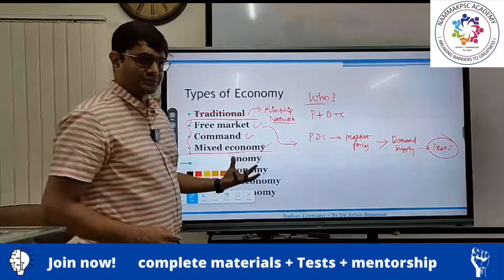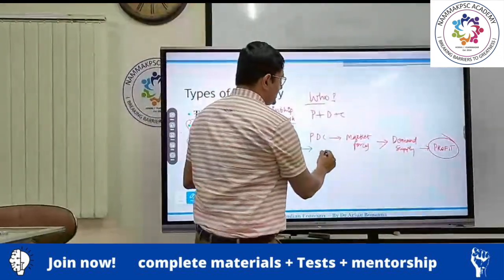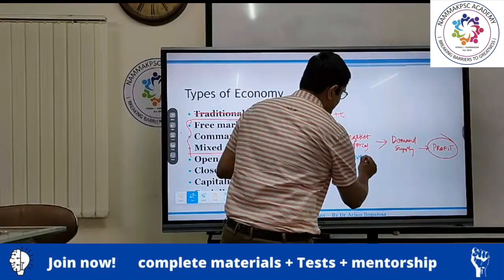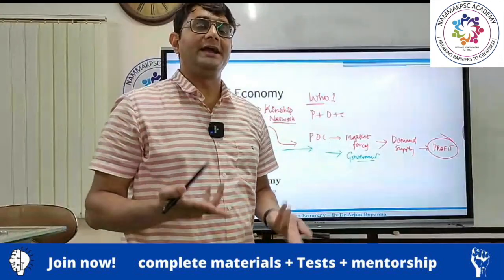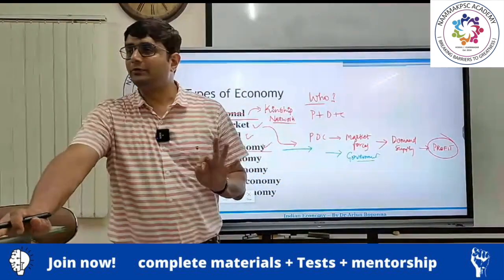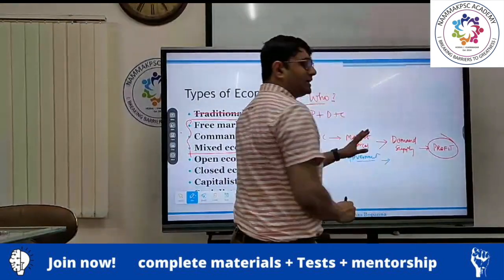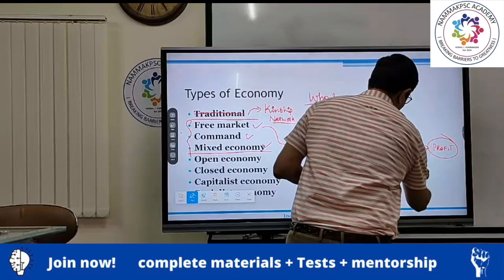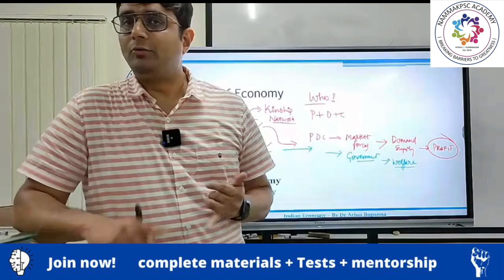But command economy is opposite, where the decisions to produce, distribute, and consume are in the hands of the government. Any government. It can be a dictatorial government. Ours is democratic. It can be kings. So whoever, the government decides what to produce, distribute, and consume. And this is not based on demand and supply. Its ultimate aim is welfare. At least theoretically, it is for the welfare of the people.